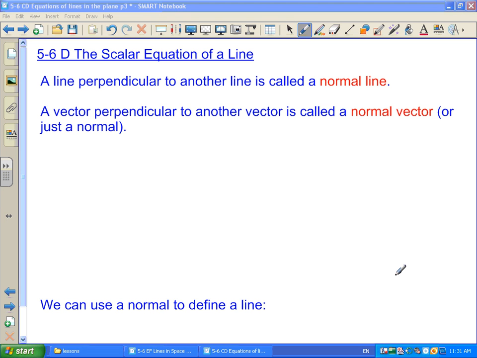Okay, so this is some material from box D in unit 5.6. We're going to look at the scalar equation of a line. And before we get into the actual equation of a line here, we've got to deal with a little bit of terminology here.